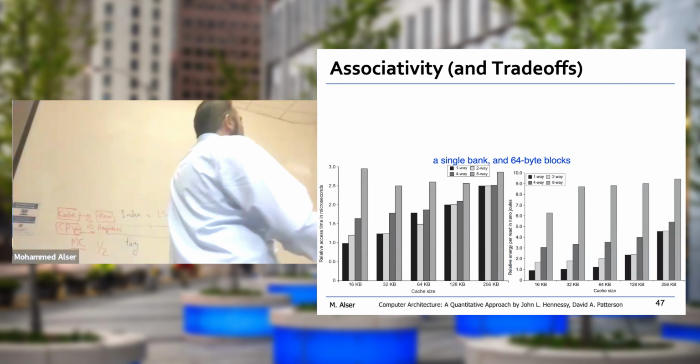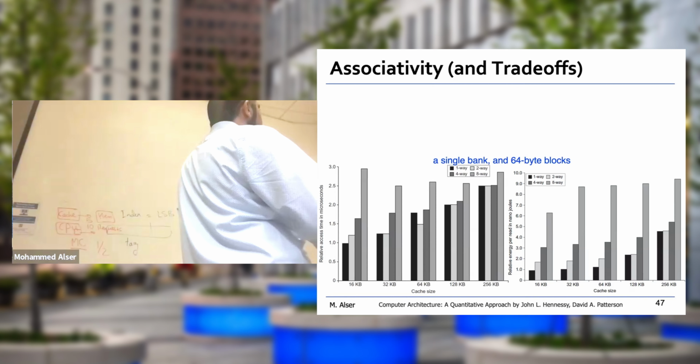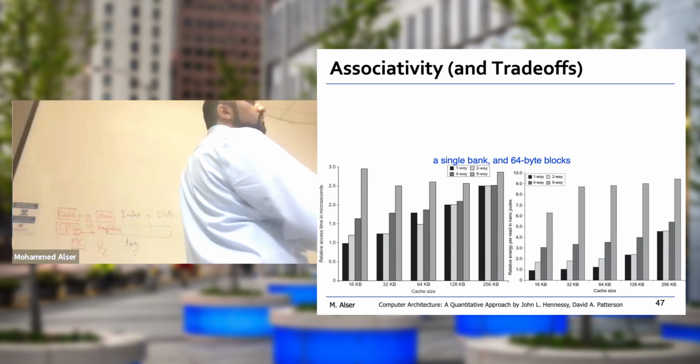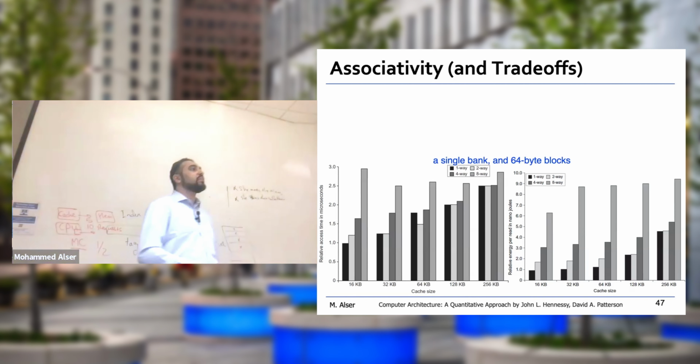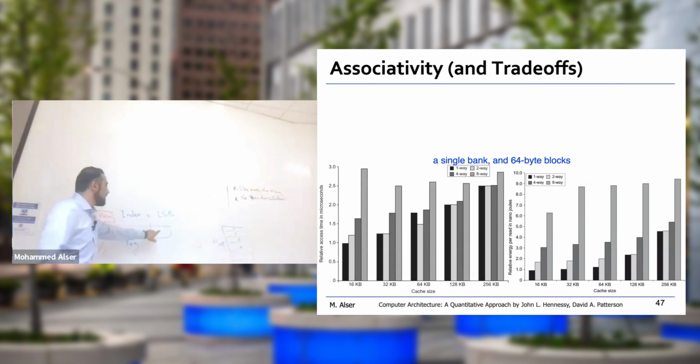Let's see. Here we have the cache size on the x-axis. Here we have the time. Here we have the energy. And here we have the associativity. Remember, when we talk about one way, what does it mean? One way means each set has only one way to place a cache block. We don't have an alternative. It means a direct map. We only rely on the index to place a cache block in one single location.